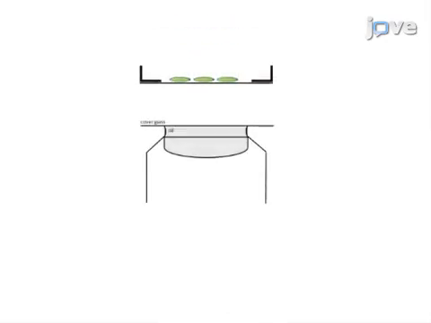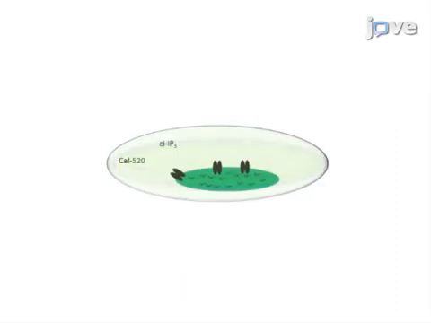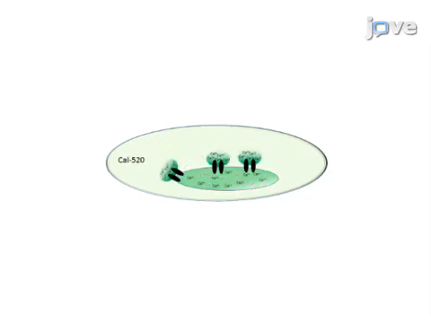The second step is to position the cover glass onto the stage of an inverted microscope and illuminate the sample with 488 nanometer light to excite the calcium-sensitive fluorescent dye Cal520. Next, local calcium signals are induced by exposing the cells to a brief pulse of UV light. This photoliberates IP3 from a caged precursor such that it can now bind to the inositol trisphosphate receptor and mediate calcium release from the endoplasmic reticulum.